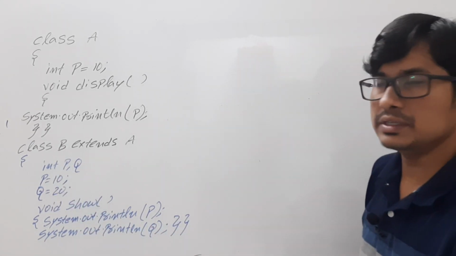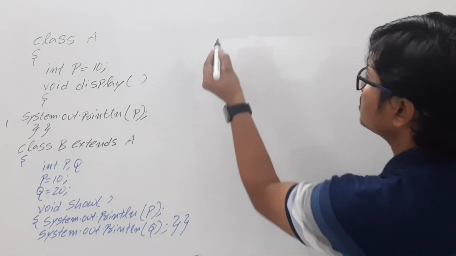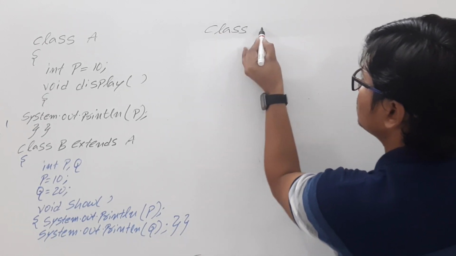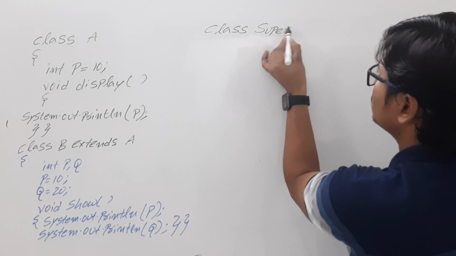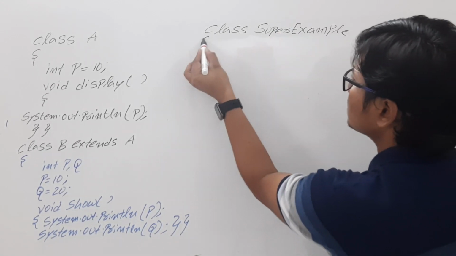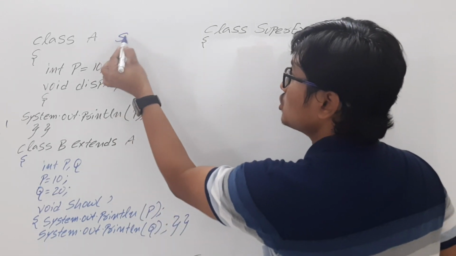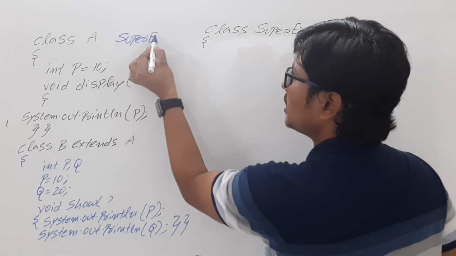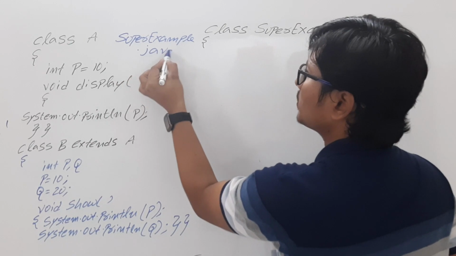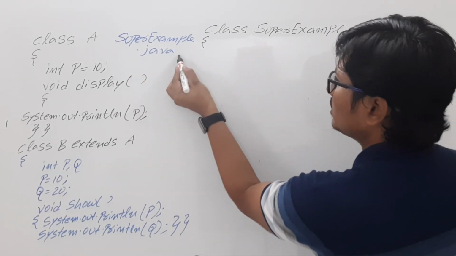Now what I will do is write the driver class or the main class. I will give the name of the class as super example. You know that if the main class has the name super example, you need to save this program as super example.java. Now inside this class I need to write the main method.